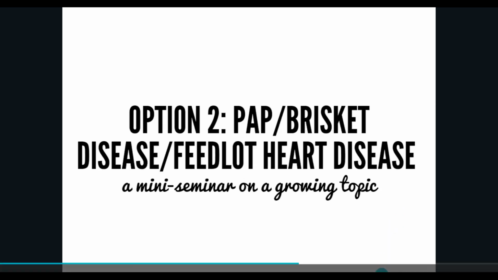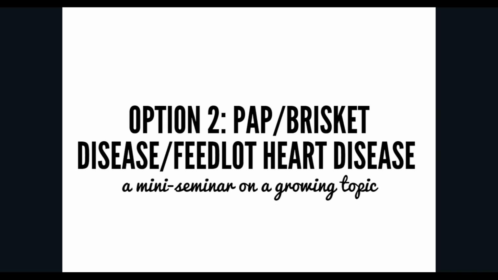Now, our second option is going to focus on PAP, so Pulmonary Arterial Pressure. And this is also what leads to what's known as brisket disease or feedlot heart disease, depending on the age of the animal and where they're at. They call it by different names. And this one is going to be a bit different in that this is kind of a mini seminar.